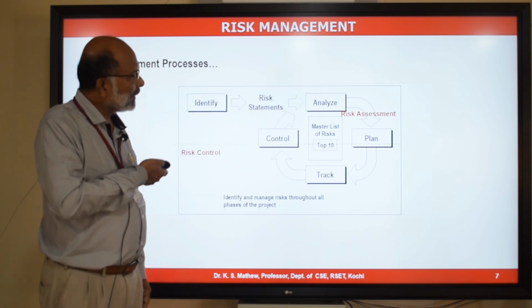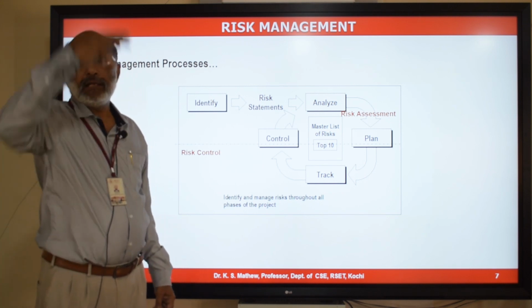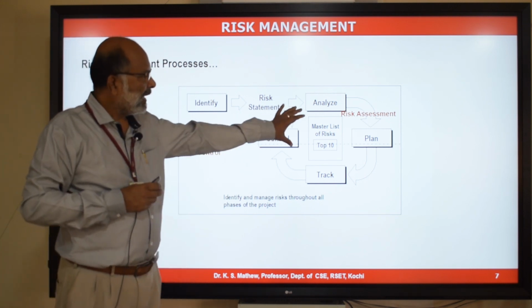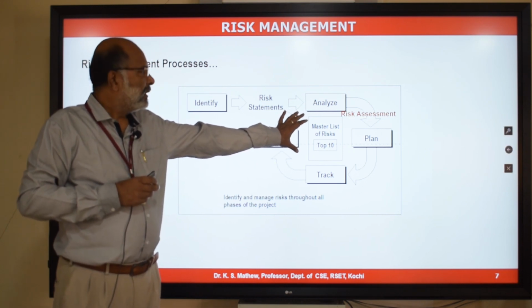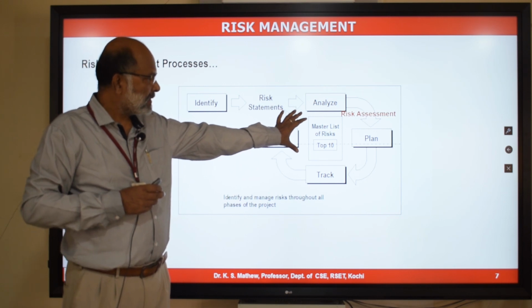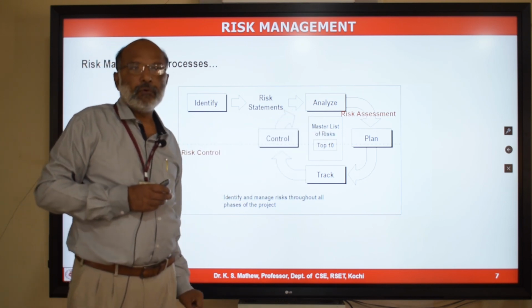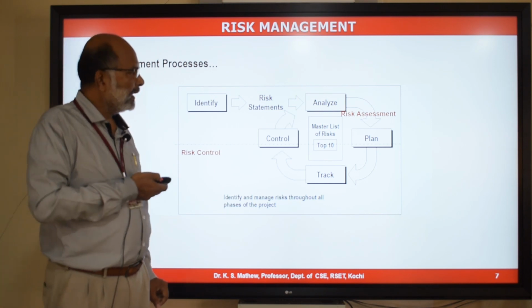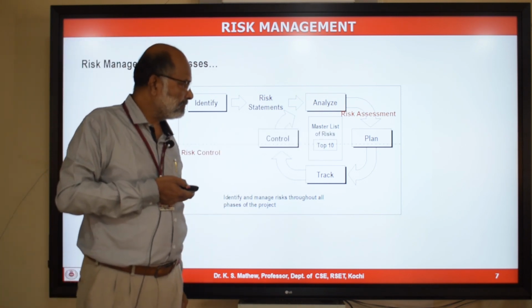Based on the risk score, risks will be prioritized into low priority, medium priority, and high priority risks. And you will have a list of top priority risks. And then once you have the list of prioritized risks, you will plan actions for mitigating or eliminating the risks which are of high priority. That is what is done in risk resolution planning.